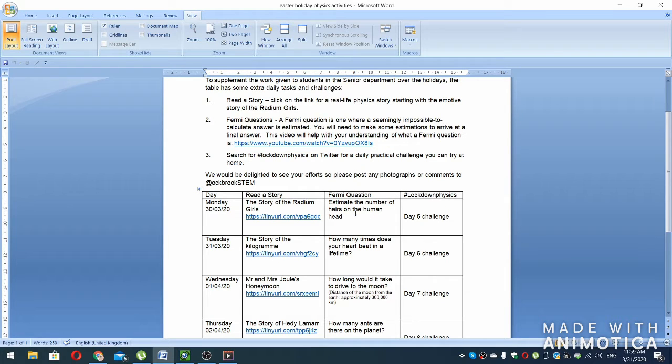And the third task is a Fermi question, and a Fermi question is one which has a seemingly impossible to calculate answer, but you have to use your skills of estimation to come up with an answer. And as you go up to high levels of study of physics, estimating becomes an important skill for you to develop. And I just want to run through the one I posted for yesterday, which is to estimate the number of hairs on the human head.